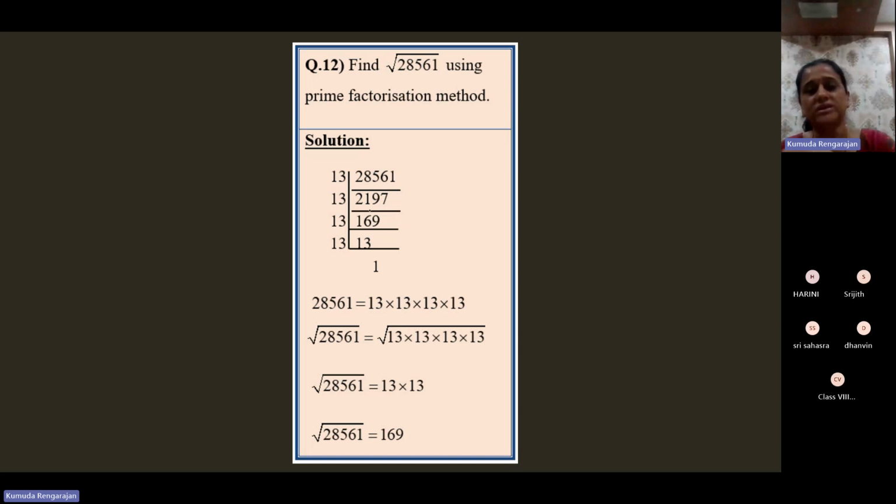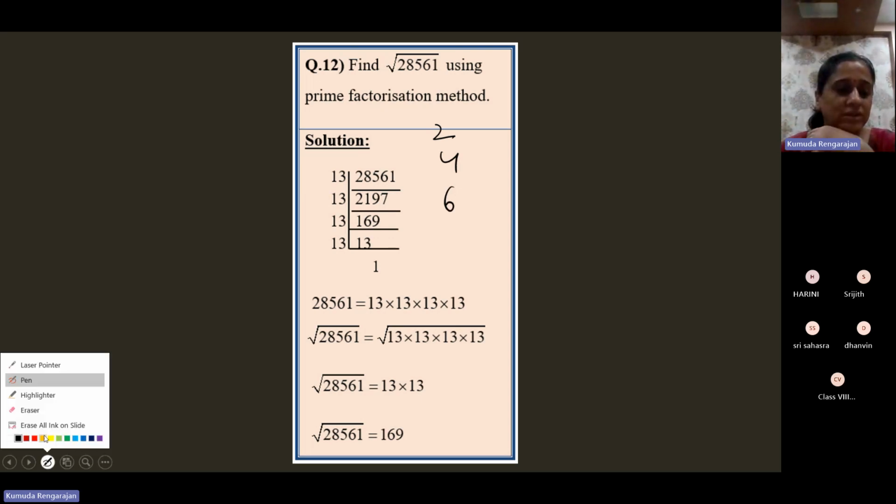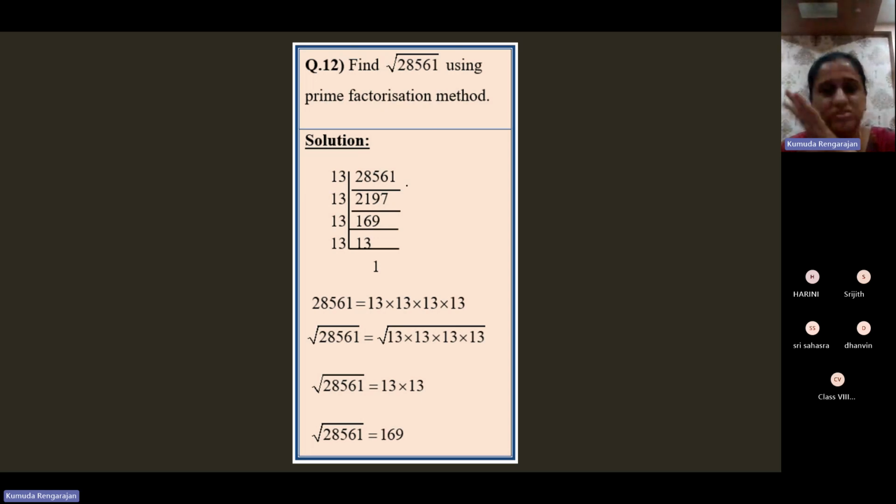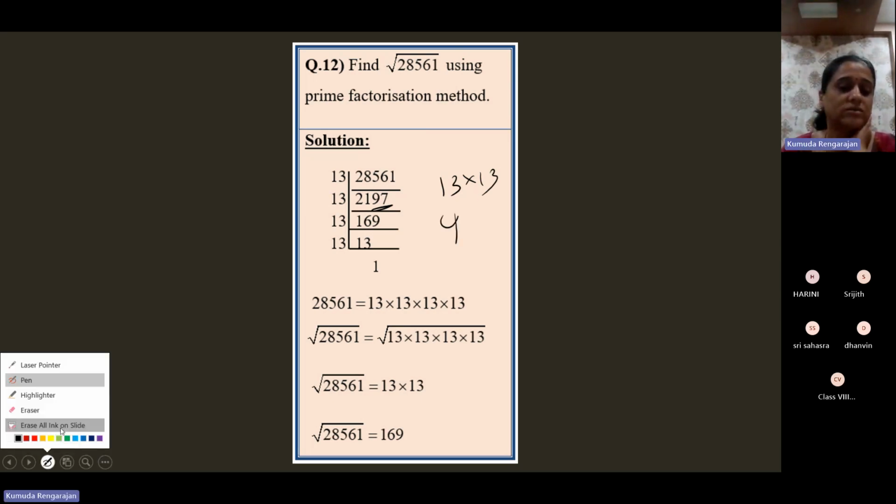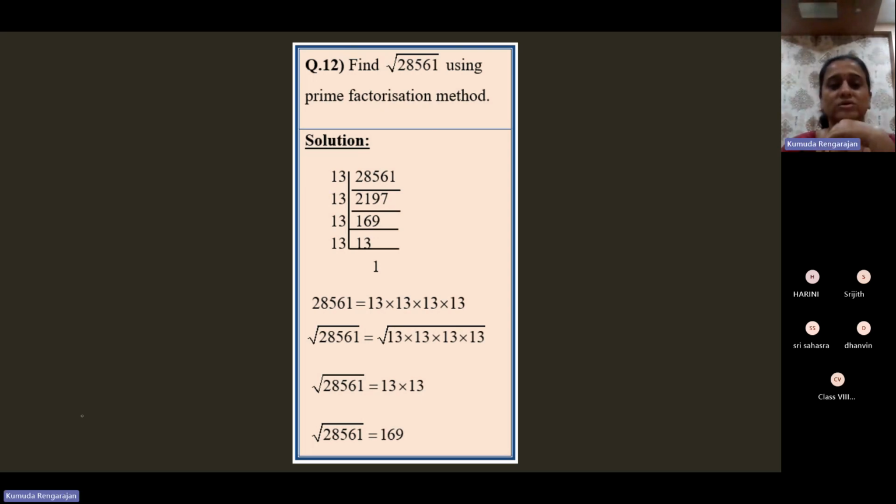Mostly, when you're trying to find the square root by the prime factorization method, every prime factor will happen at least 2 times: 2 times, 4 times, 6 times, an even number of times. So when you divide by 13, you get 2197. Use 13 again. It should be divisible, because every prime factor will happen at least 2 times, if not 2, then 4 times, an even number of times. Because this one is a perfect square.